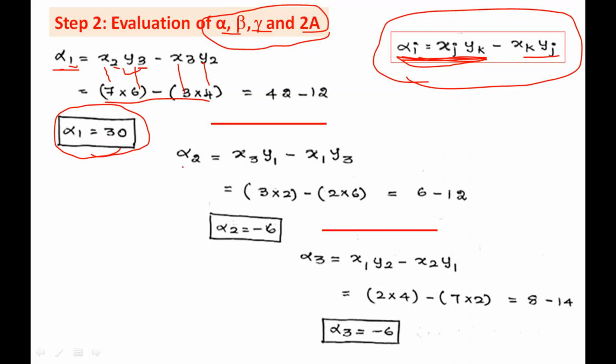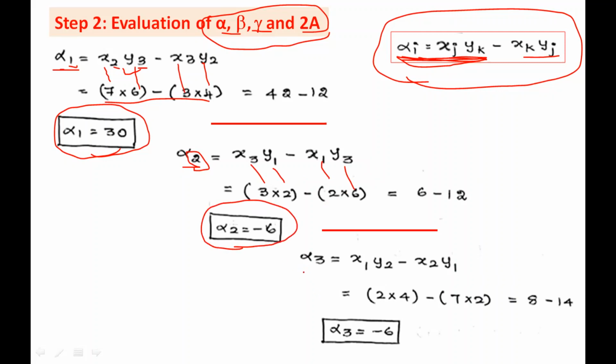Similarly, how to write alpha 2? We are starting with 2. So in that order, next number is 3, so x3, and next we will again get 1. So that 1, 2, 3 order should be maintained. Alpha 2 is equal to x3, y1, then we are interchanging the suffix, x1, y3. Then substitute all the values of x and y. We are getting alpha 2 as minus 6.